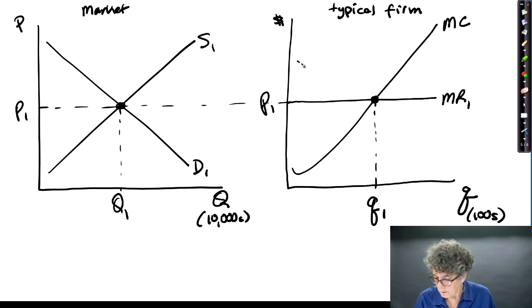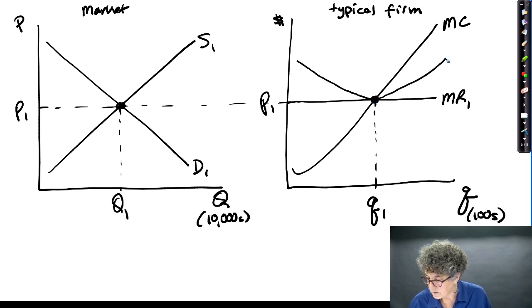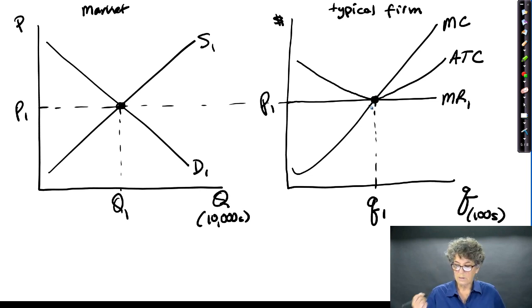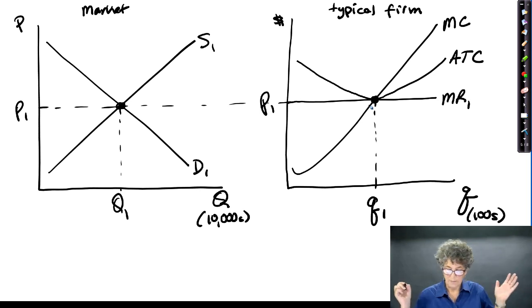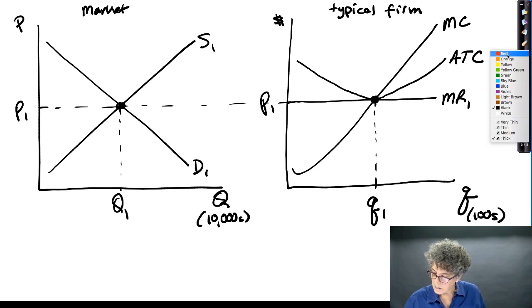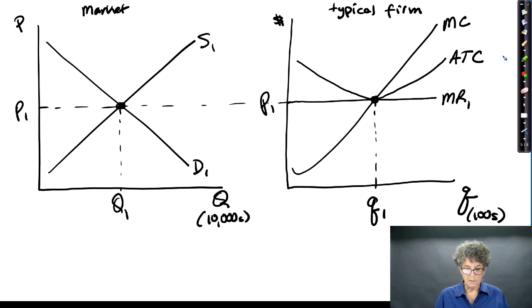So I'm going to start by drawing an average total cost curve that comes down, hits its minimum where it crosses the marginal cost curve. That's always true. The average total cost always hits its minimum where it crosses marginal cost. And because I'm starting at the long run competitive equilibrium, I'm starting with that average total cost at quantity Q1 also equal to the price P1. So I'm starting in a position in which this typical firm has zero economic profit. Okay, there's my setup.